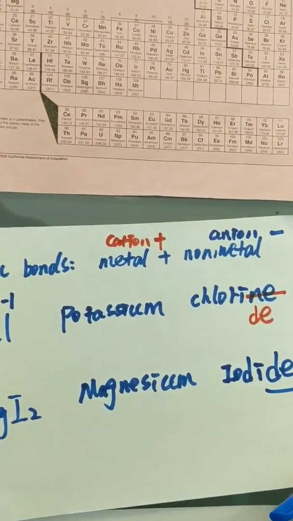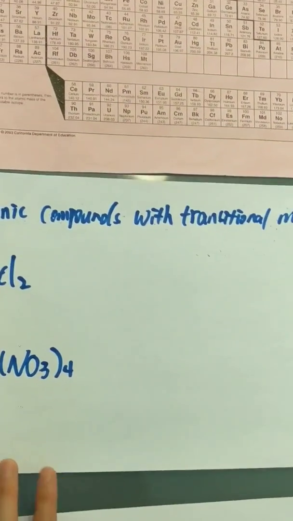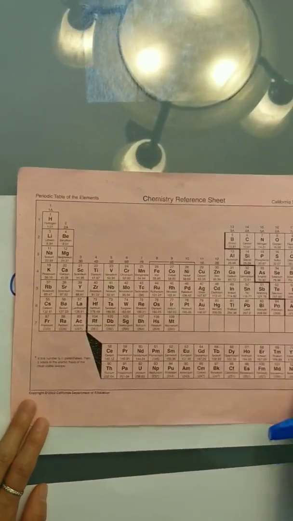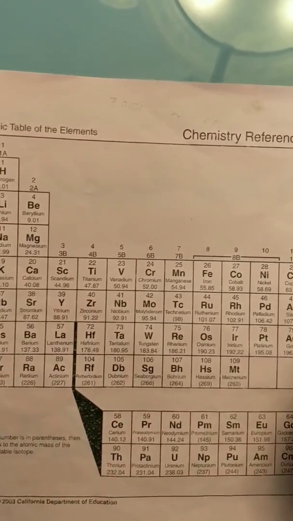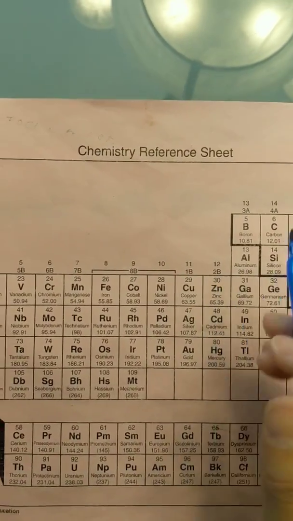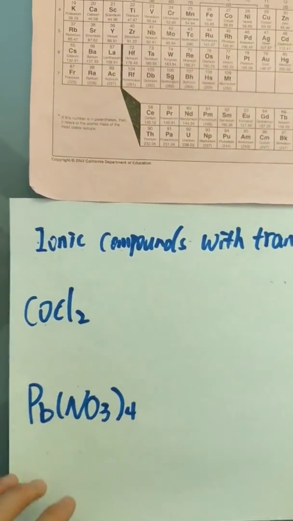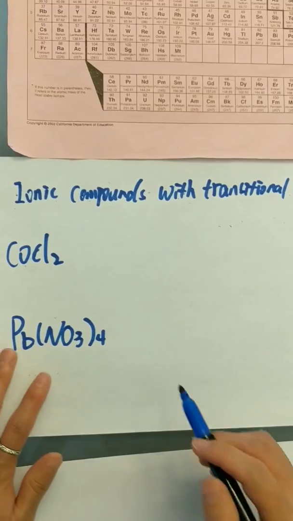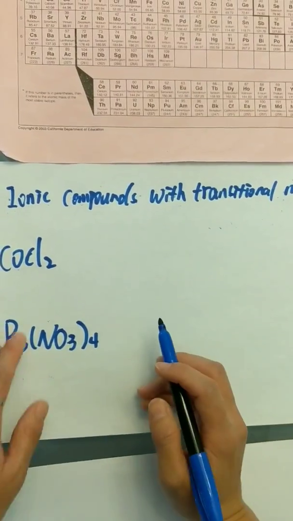Okay, let's move to the next one, which is ionic compounds with a transition metal. So what is a transition metal? In the periodic table, it is from group 3B to group 2B. This is a transition metal. Write the name of the transition metal from the periodic table.